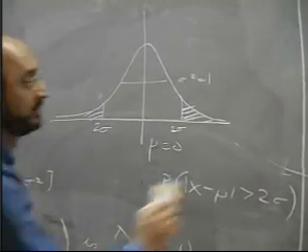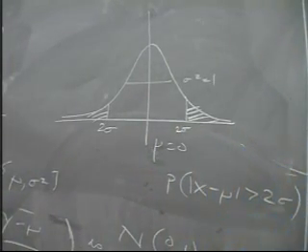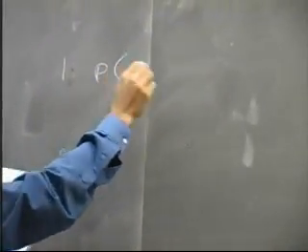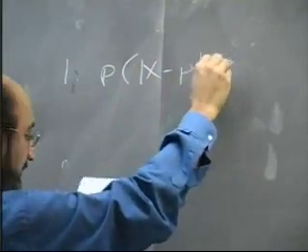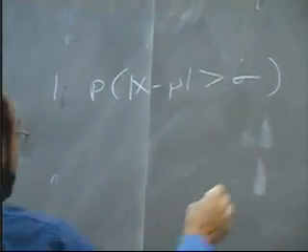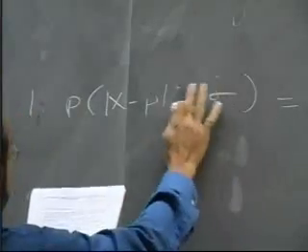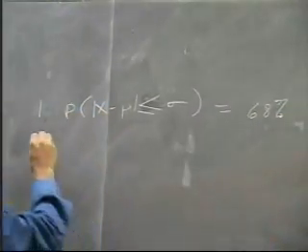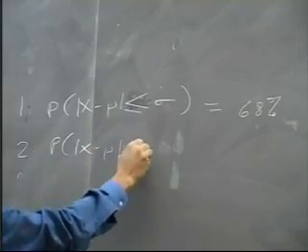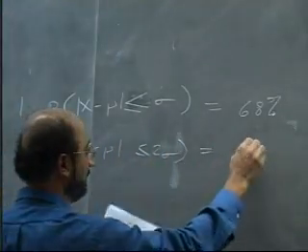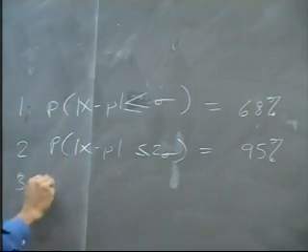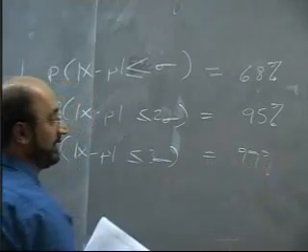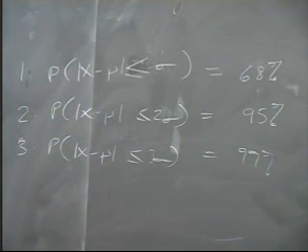We can actually write that down, and let me just do that over here. The probability that x minus mu is, I should say, less than or equal to sigma, meaning it lies within plus or minus sigma, is about 68%. The probability that x minus mu is less than or equal to 2 sigma is 95%, and the probability that x minus mu is less than or equal to 3 sigma is 99%. It's 99.73. So these are numbers you need to memorize more or less. It tells you the confidence.